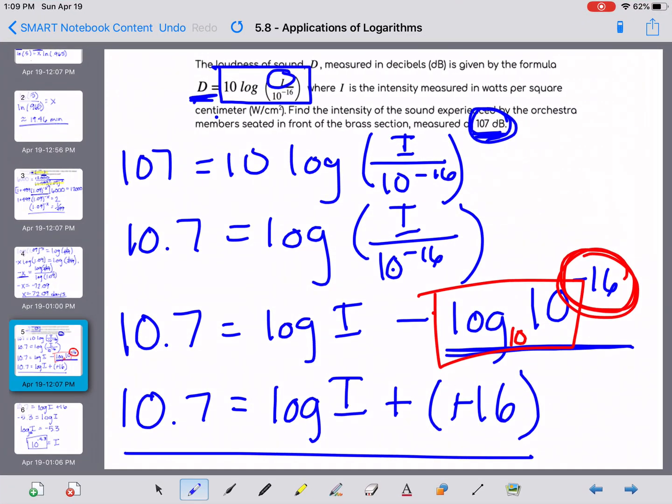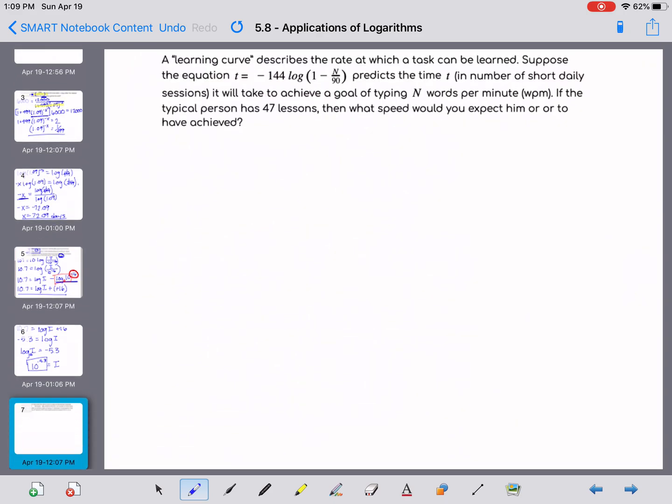All right. One more on this, set up like this last one. So here's another situation, talking about the learning curve. Here's our equation. Why don't you go ahead. We're trying to get 47 lessons, and we're trying to figure out the words per minute. Plug it in, work your way through, see if you can figure out what n is going to be. Okay, let's see how you did.